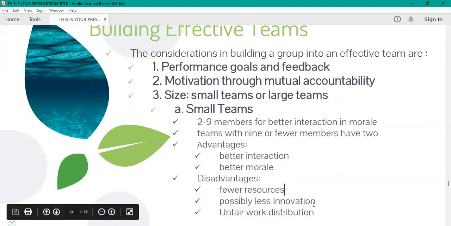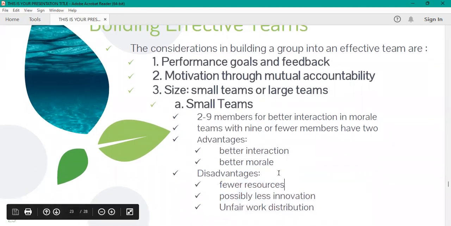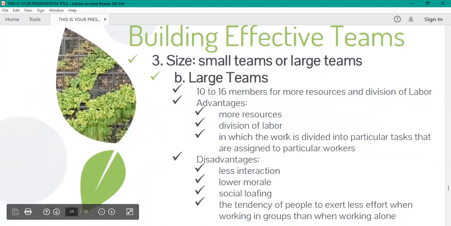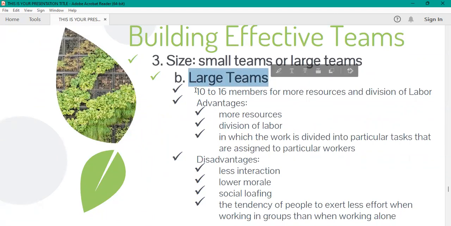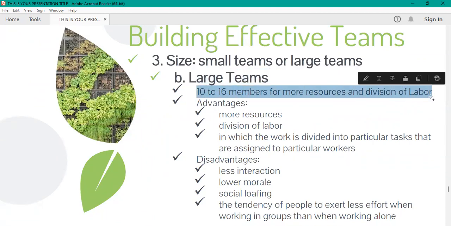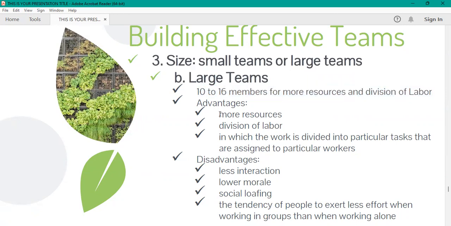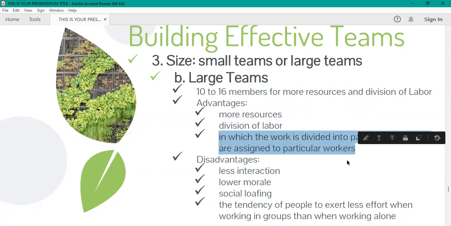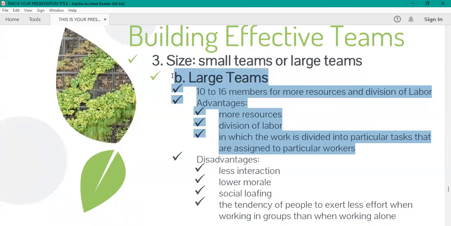This is how to build effective teams. That is a disadvantage for small teams. Well, for large teams, teams have 10 to 15 members for more resources and division of labor. So the advantage is more resources, there is division of labor. This is where the work is divided into particular tasks that are assigned in a particular work.